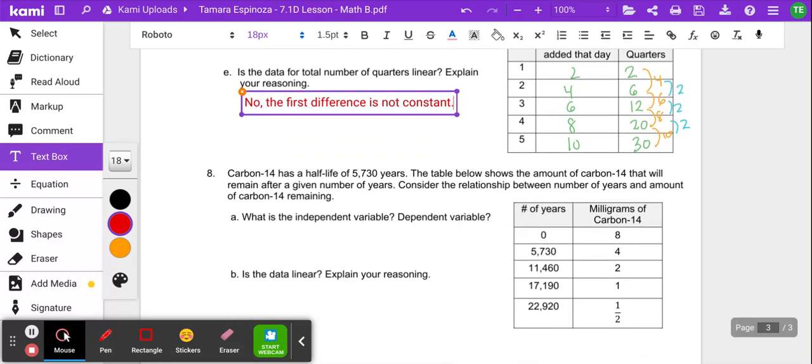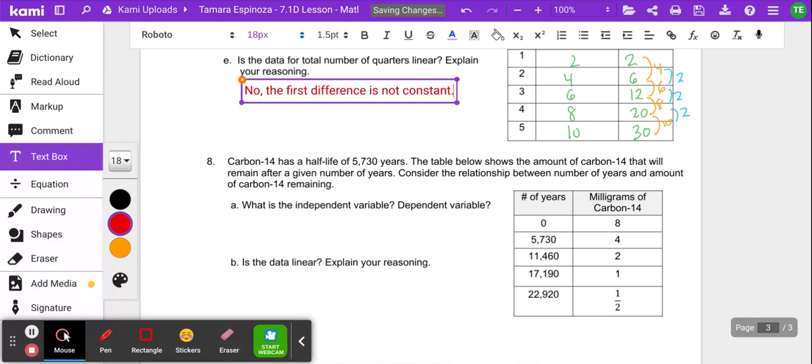All right, new one. Carbon 14 has a half-life of 5,730 years. So a half-life means when you are trying to decay something, like I throw styrofoam into a garbage, I want to know when will the styrofoam be gone. Carbon 14 will still have half of whatever it had when you started 5,730 years from now. So this is a chemical that does not go away very quickly.